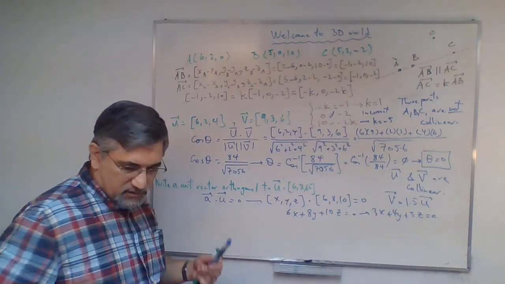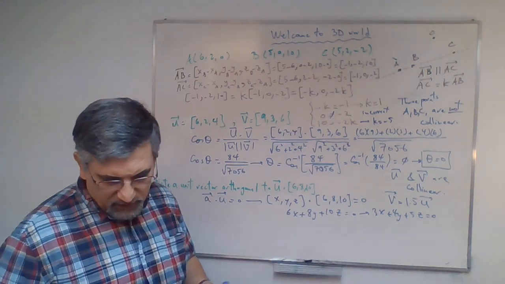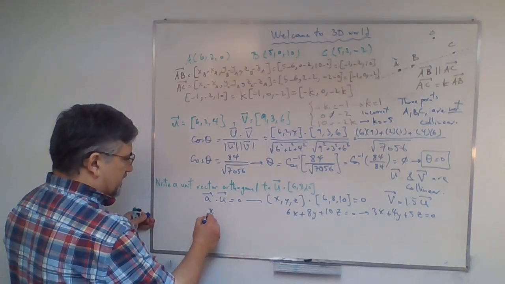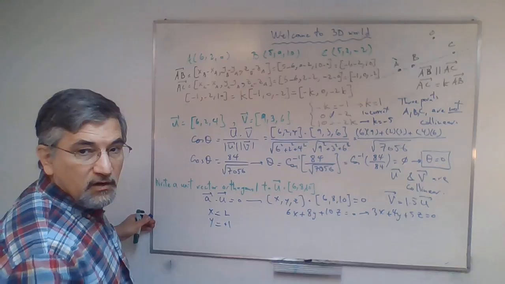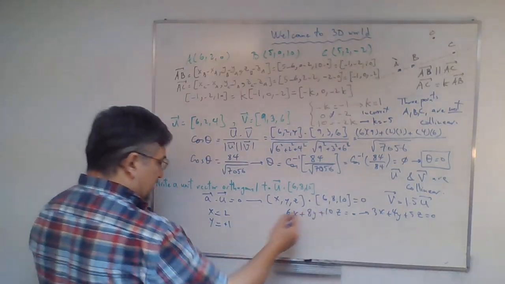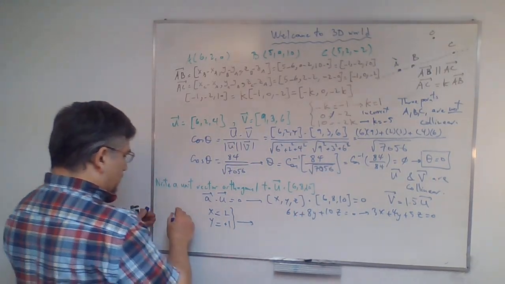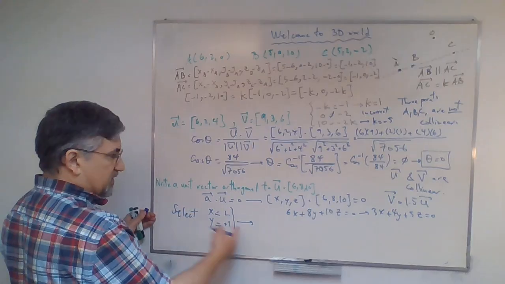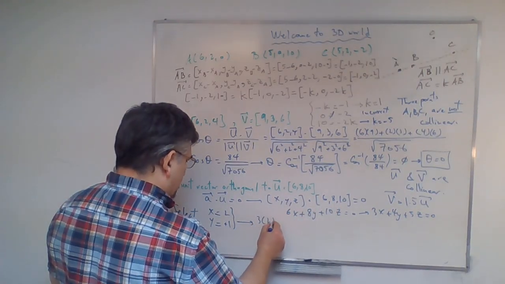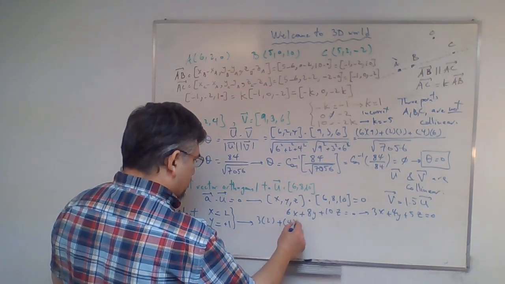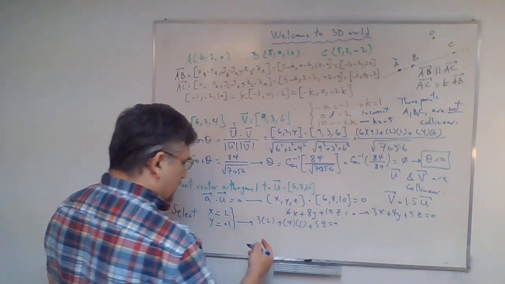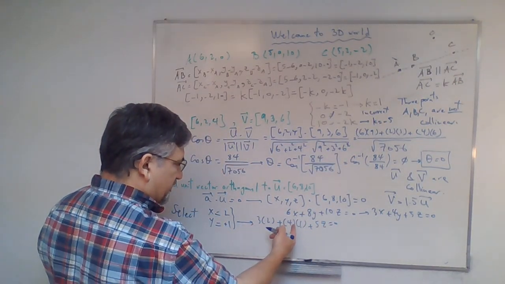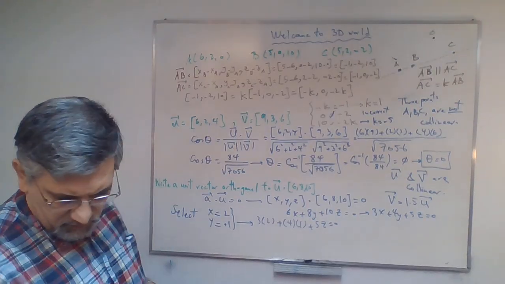So I'm going to select values. Let's say x is 2. I select x to be 2, y to be 1, okay? Or any number you feel like. And then I'm going to plug in there. So these are values I selected. So I get 3 times 2, plus 4 times 1, plus 5z equals 0.